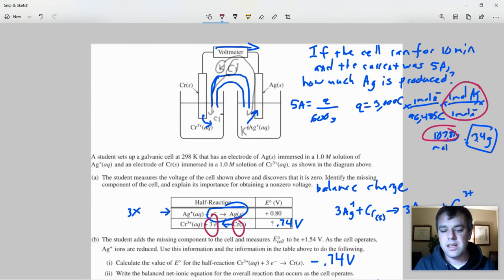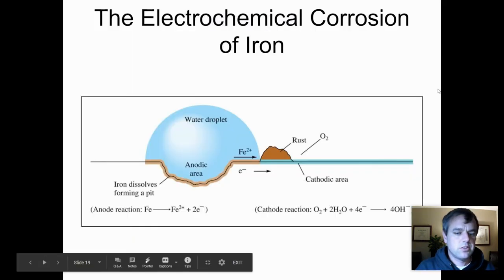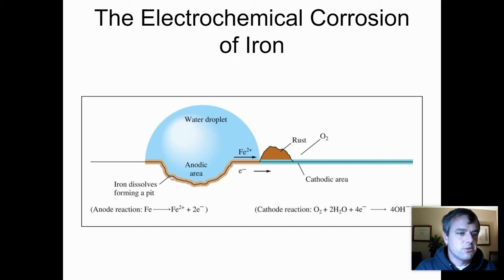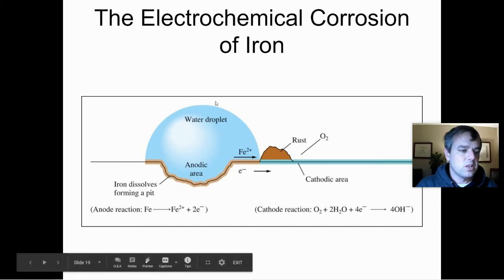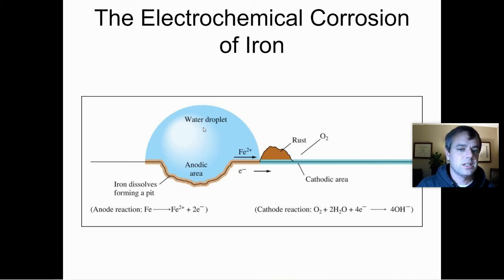I want us to look at a couple more things, though, before we wrap this lesson up today. So first, this kind of shows how iron actually corrodes. If you have a water droplet present, iron gets oxidized into iron 2, which is rust. That would be the anode. And the cathode reaction is that oxygen plus water is reduced into hydroxides. So oxygen and water are both required to be present, which is why iron things rust when it rains.